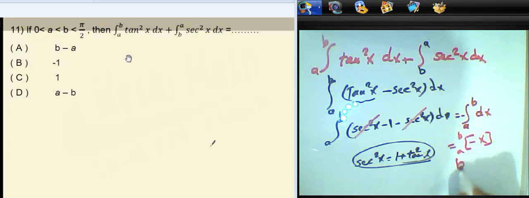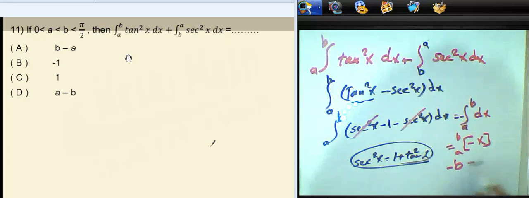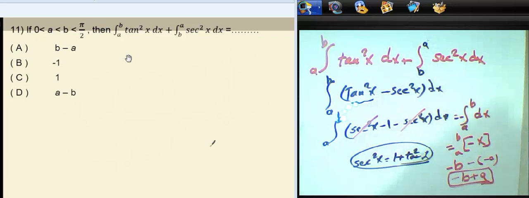Write b here. It will be negative. Put x equal b. It will be -b. Subtract by negative a. Negative times negative equals positive. The result will be -b plus a. This is the result. Okay, my students.